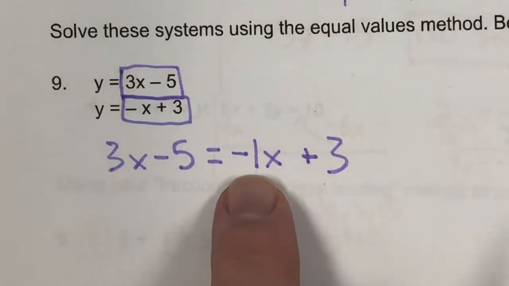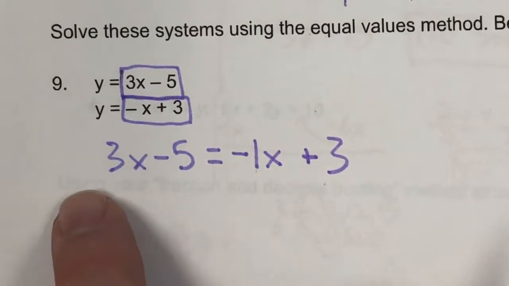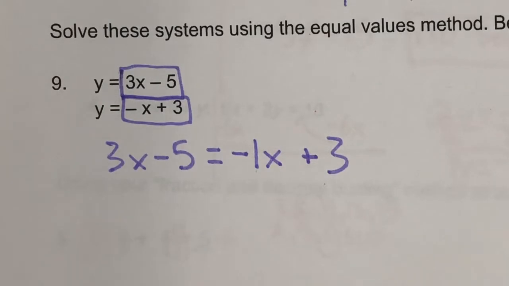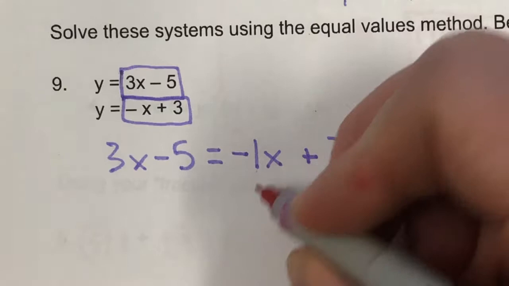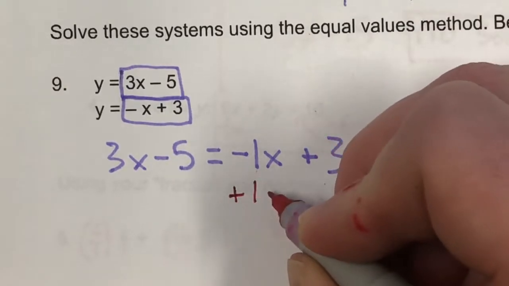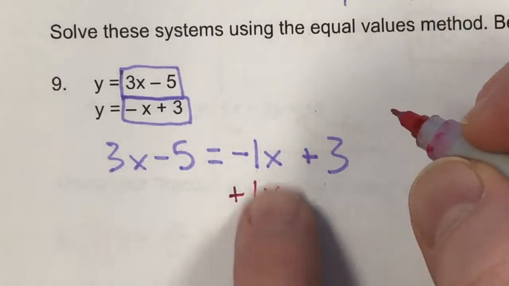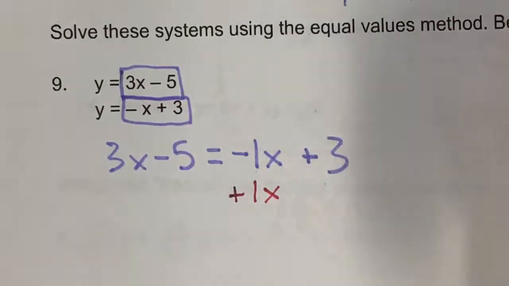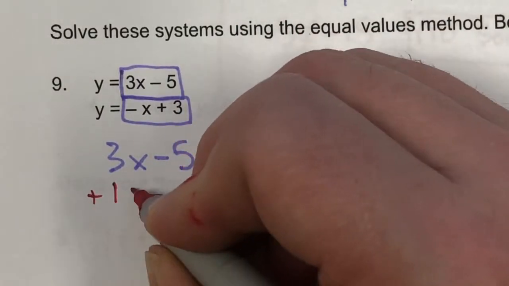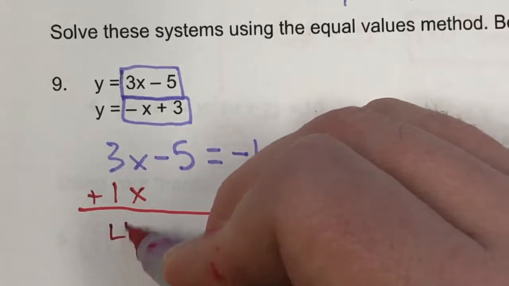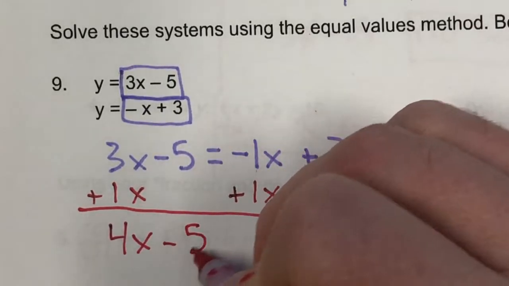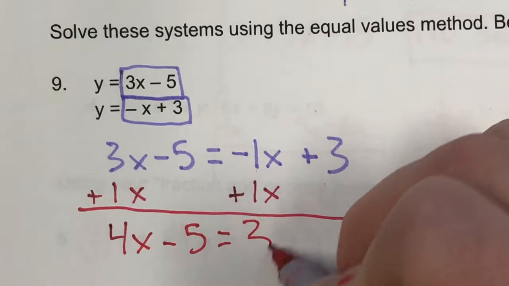So usually I tell you to move the smaller x to the big x side. So that's what we're going to do. I do the opposite of a subtract 1x, or minus 1x, which is a positive or plus 1x on both sides. Make sure the x's line up with the x's over here. So we're adding 1x over here. I'm just going to rewrite what I have. So I've got 4x minus 5 equals 3.